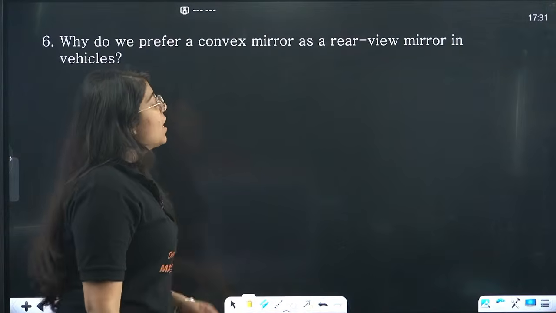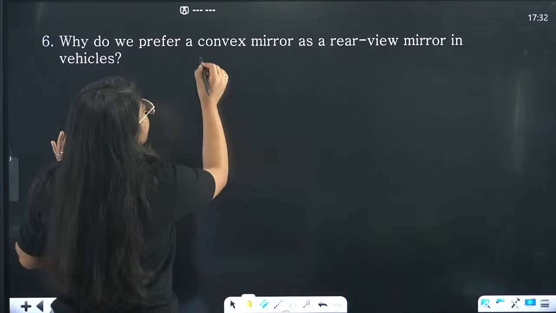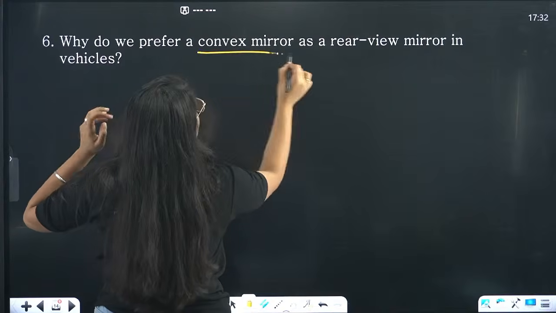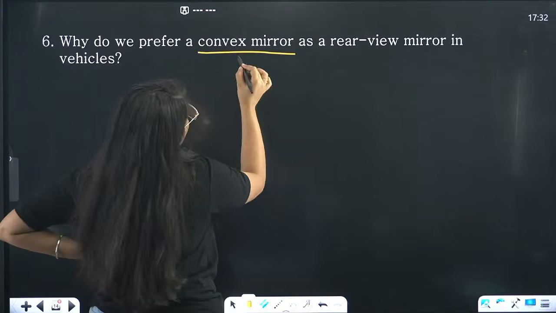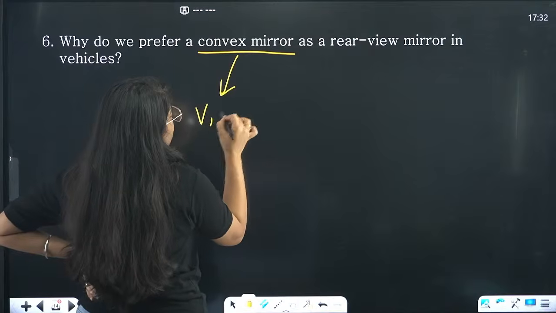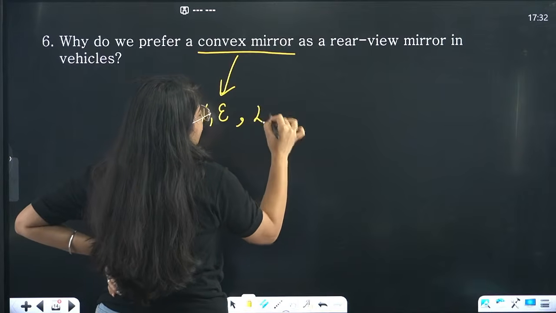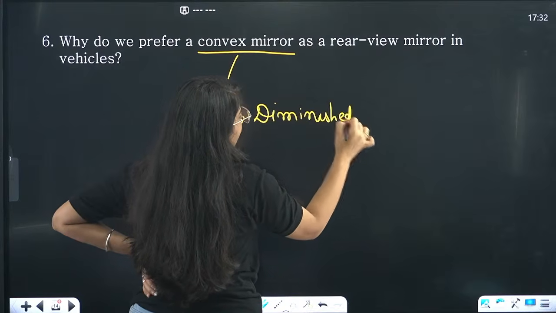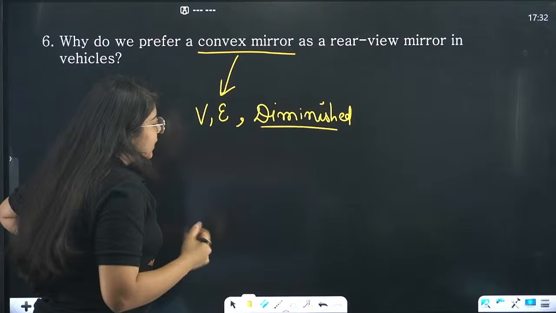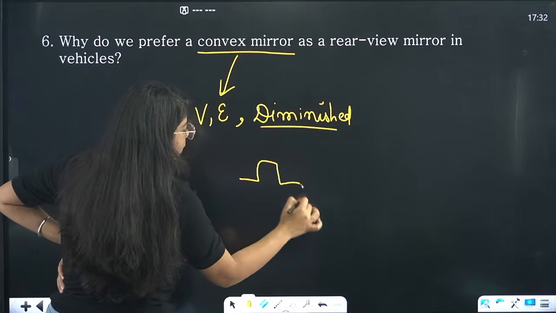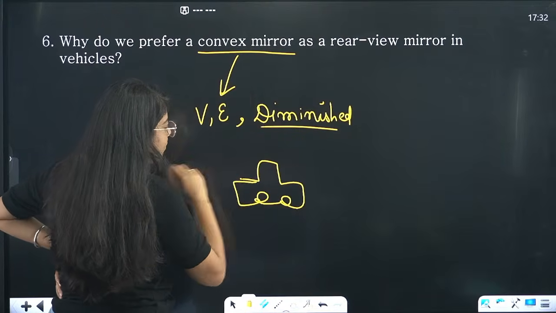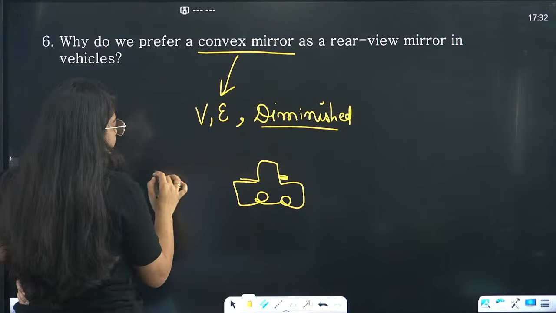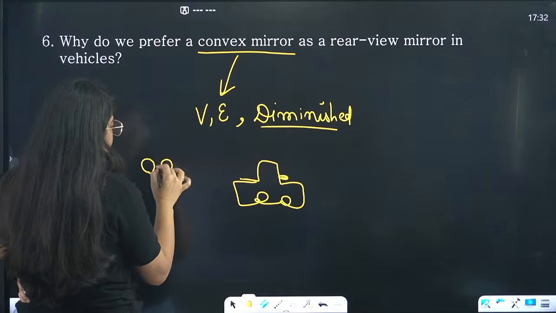Now see, one very good quality of a convex mirror is that it forms a virtual and erect image, and it always forms a diminished image. Now you tell me, you are sitting in a car, a very bad car, but whatever, and there is this mirror and you're driving, and behind you comes a very big truck.